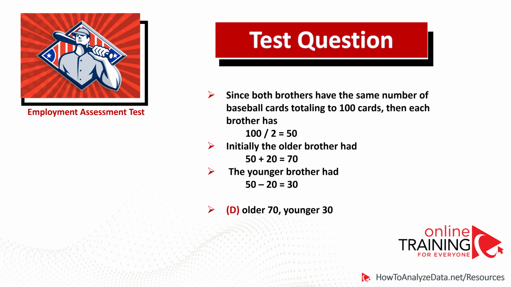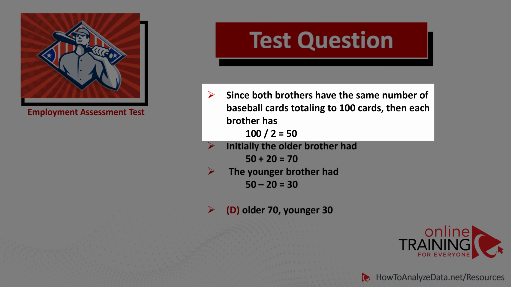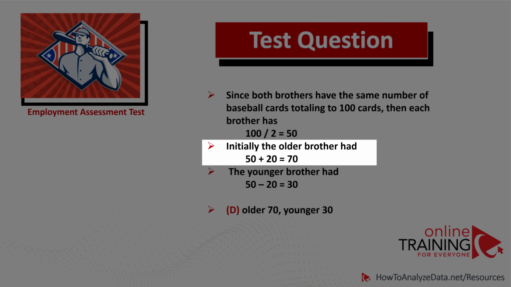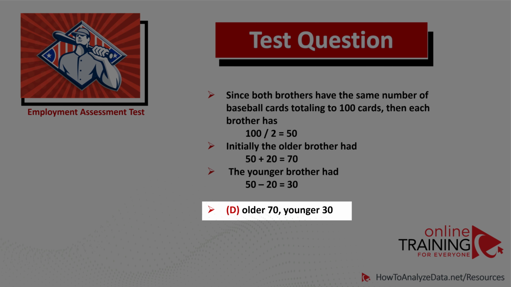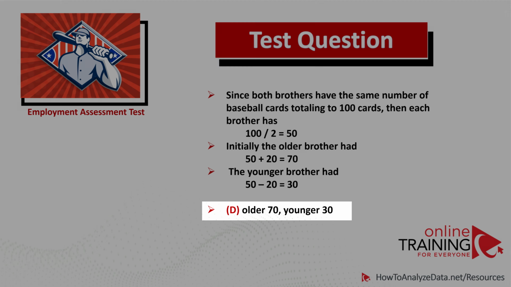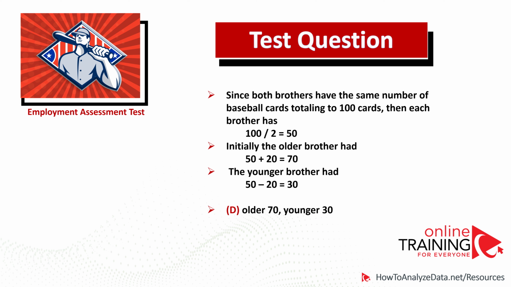The first step to solve this challenge is to calculate how many cards both brothers have after the birthday. Since both brothers have the same number of baseball cards, totaling 100 cards, each brother has half of it, which is 50, calculated by 100 divided by 2. So initially, the older brother had 50 plus 20, 70 cards, and the younger brother had 50 minus 20, 30 cards. So the correct choice here is D, older brother 70 cards and younger brother 30. I hope you nailed this question and know how to solve similar problems on the test.